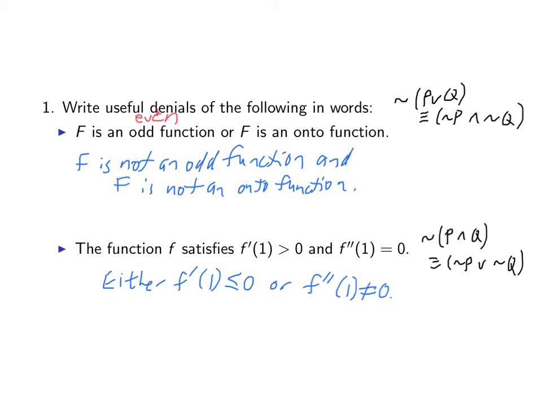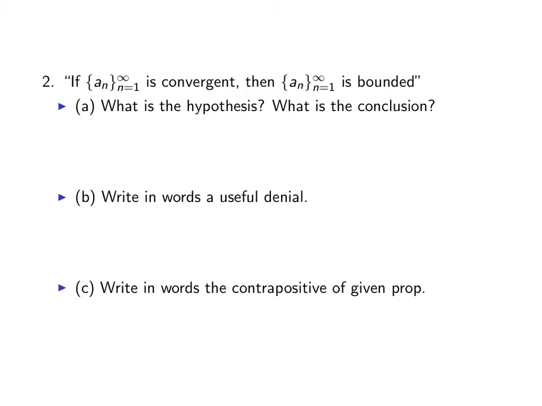Okay, let's move on to problem number 2. So here we have a hypothesis and conclusion. It's sometimes convenient to call one of them P and the other one Q. So here the hypothesis is P, which is that the sequence AN is convergent, and the conclusion is Q, that AN is a bounded sequence.